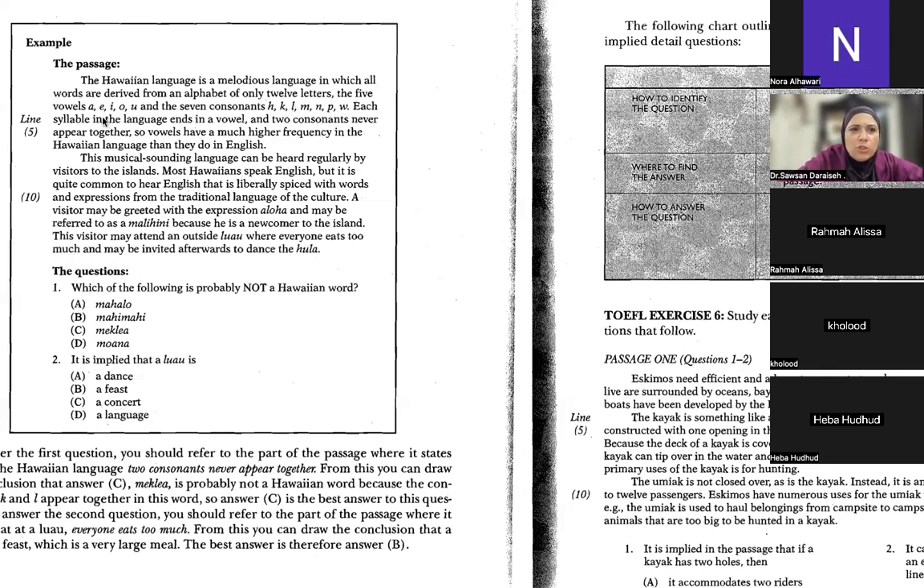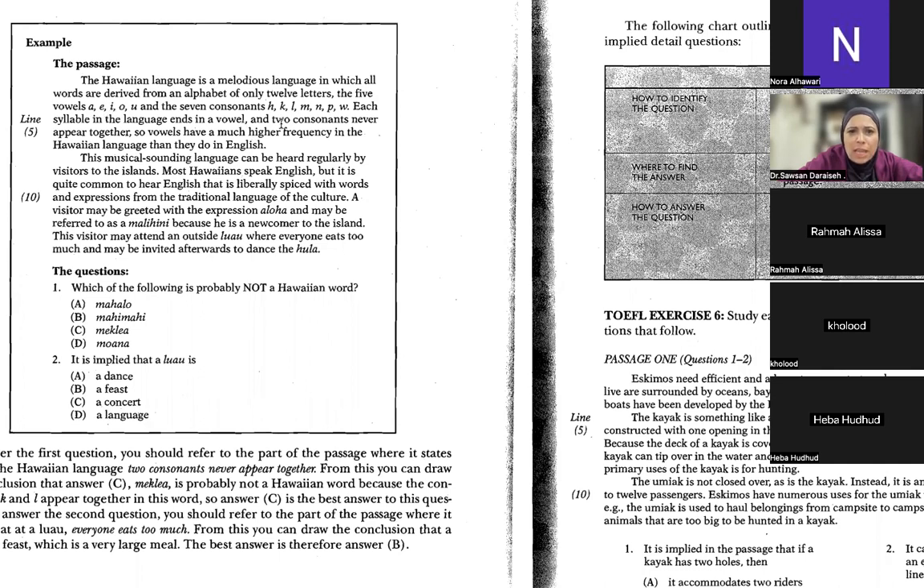The 5 vowels they have are A, E, I, O, U, and the 7 consonants are only K, H, L, M, N, P, W. Wow, easy, let's learn Hawaiian. Each syllable in the language ends in a vowel. Imagine, every syllable ends in a vowel, meaning their words end with one of these.